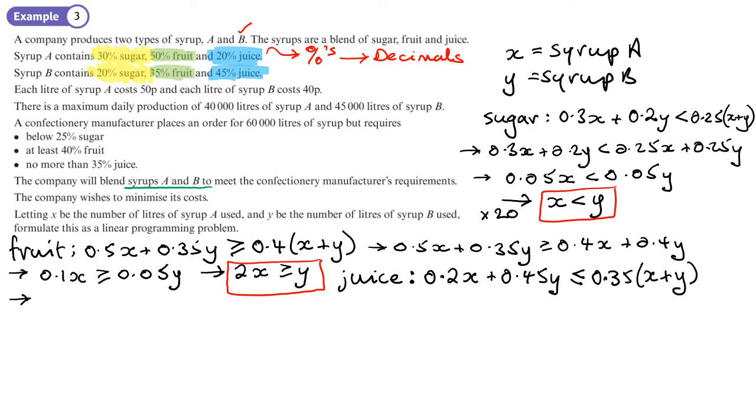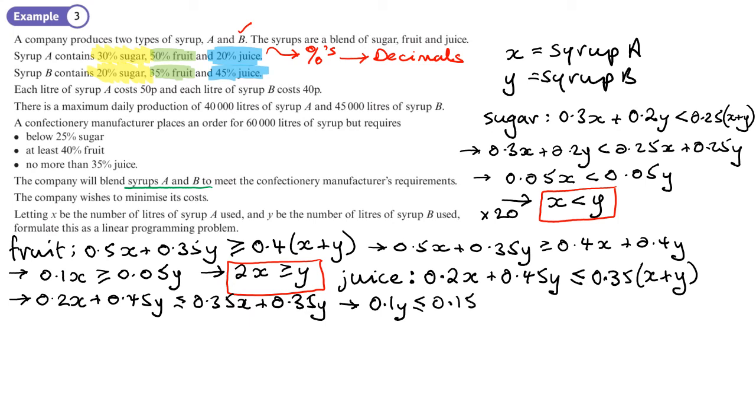We'll expand the brackets and simplify like before. So 0.2x plus 0.45y is less than or equal to 0.35x plus 0.35y. Now we want to avoid the negative, so we won't take away 0.35x from both sides. We will take away 0.35y from both sides. So that will give us 0.1y is less than or equal to, and then we'll take away 0.2x from both sides, and that will leave us with 0.15x.